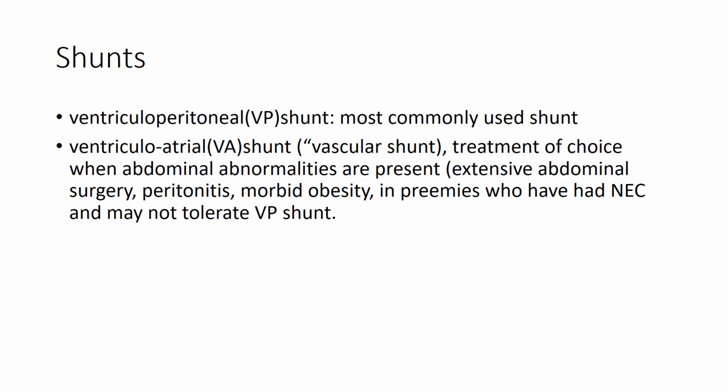Okay. For example, if the patient has extensive adhesions inside the abdomen due to previous abdominal surgeries or peritonitis, for example, in premature babies who have necrotizing enterocolitis, where there's abdominal infection, you can't put a foreign body like a VP shunt in this patient.